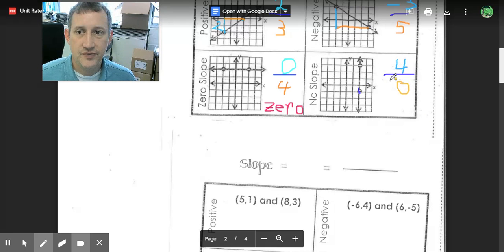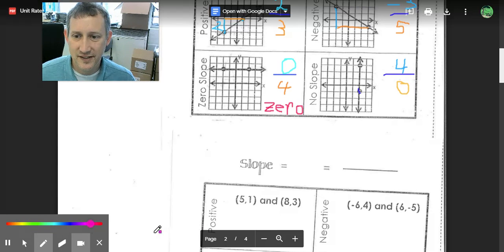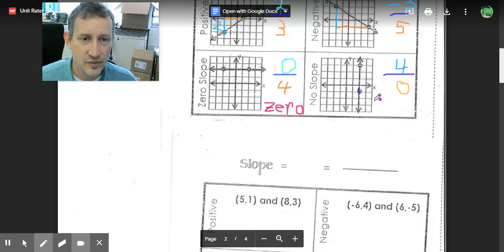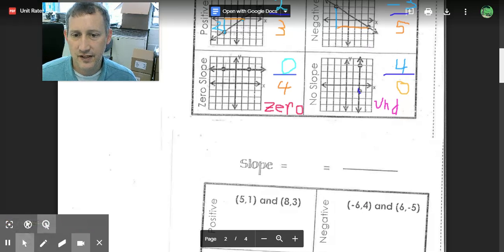Okay, are we allowed to divide by 0? Not yet. Algebra police will come and get you. If you do that, be careful. So we're going to write undefined, U-N-D, undefined, because the slope is positive infinity and negative infinity at the same time.